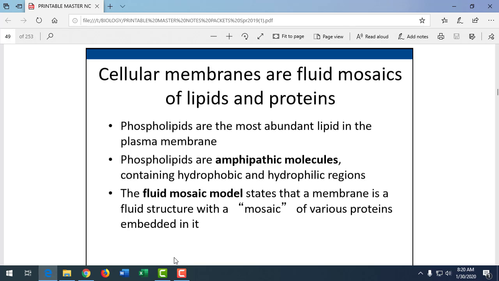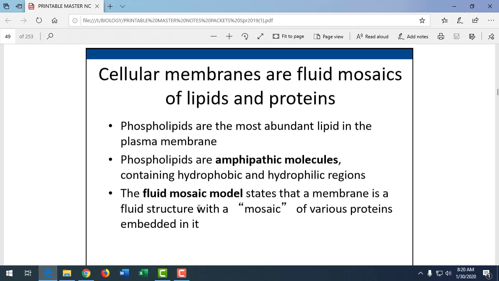So the word hydrophobic probably means water phobia, fearing, right? And hydrophilic, philia means love. So hydrophilic means water loving. So that's the attracting part. So when you look at the model of the plasma membrane, we say it's a fluid mosaic.